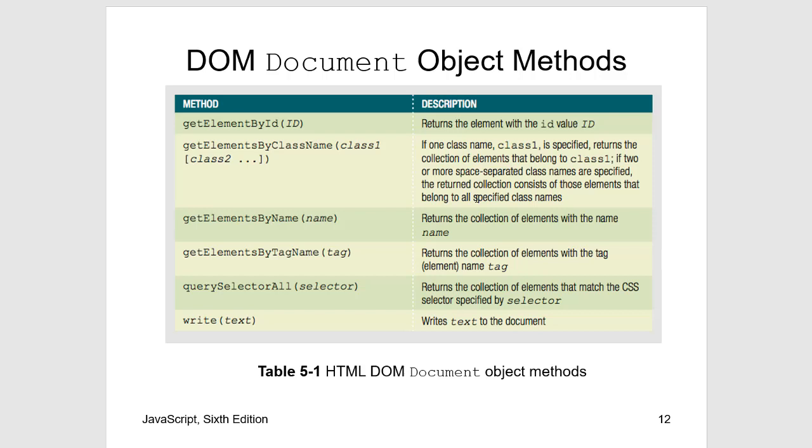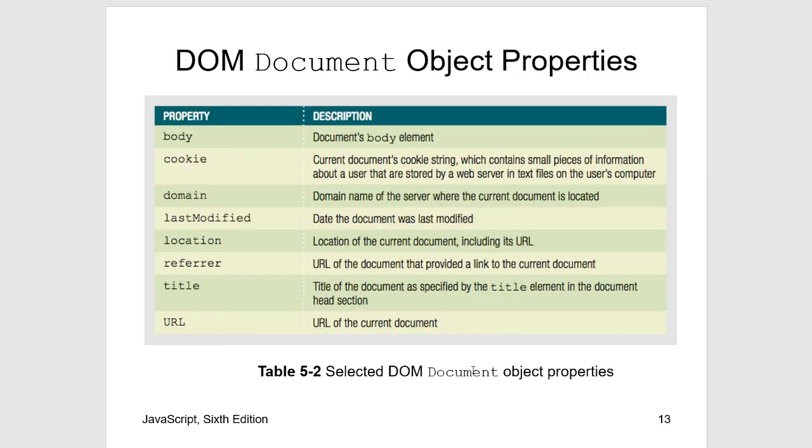Say you wanted all of the heading ones in your entire page to turn blue. You could say getElementsByTagName H1 and then apply the JavaScript that changes the cascading style sheet style. And then querySelectorAll returns a collection of elements that match whatever the selector criteria is. And we can use the write text function to change the text between tags.